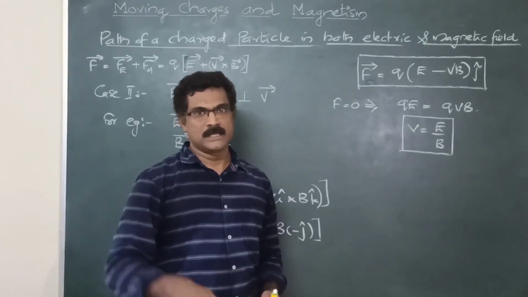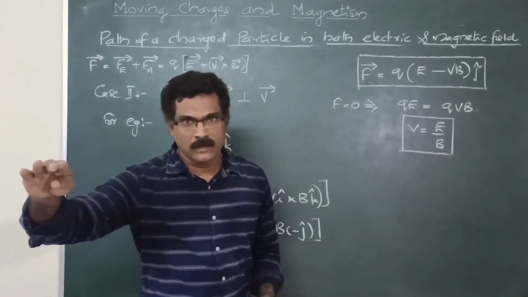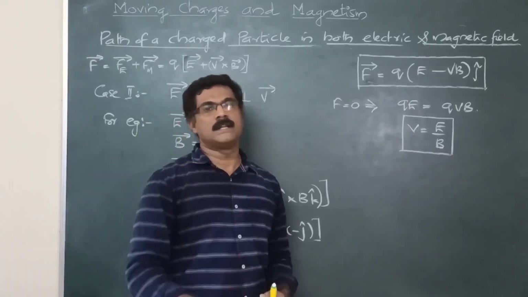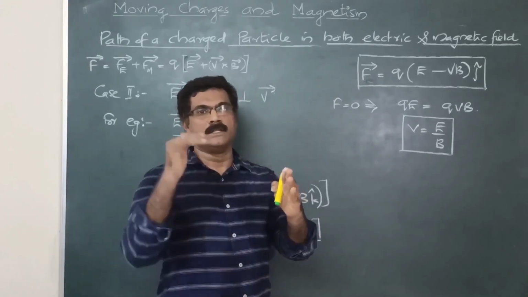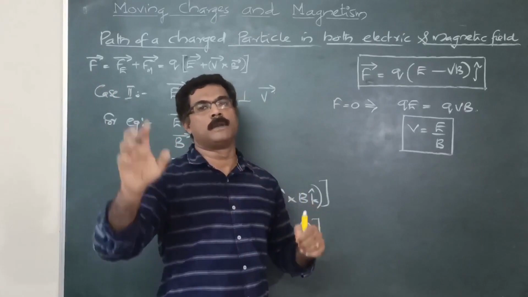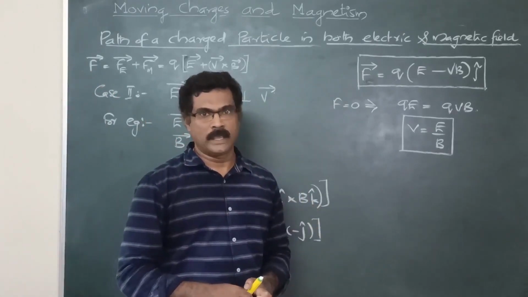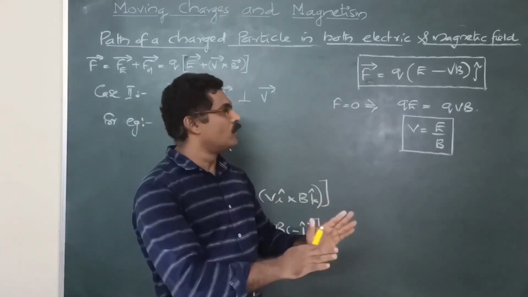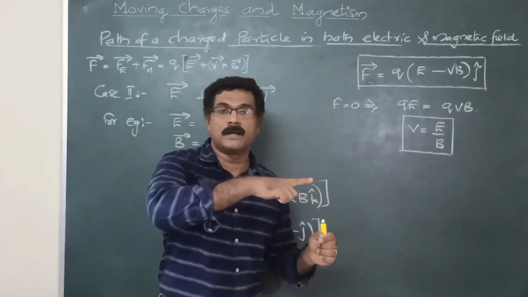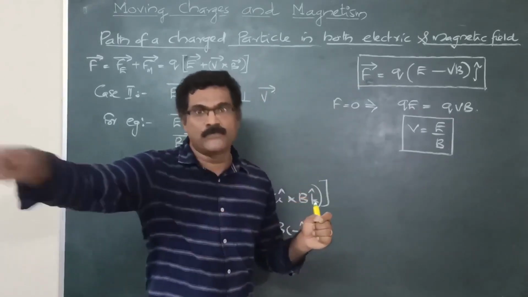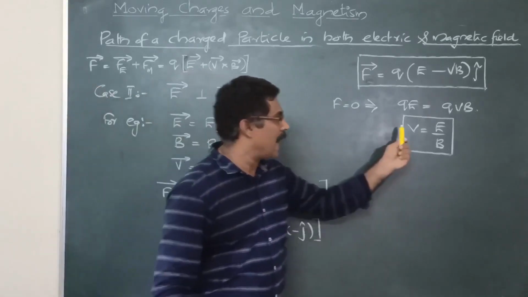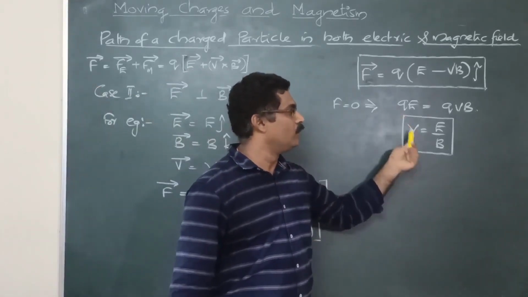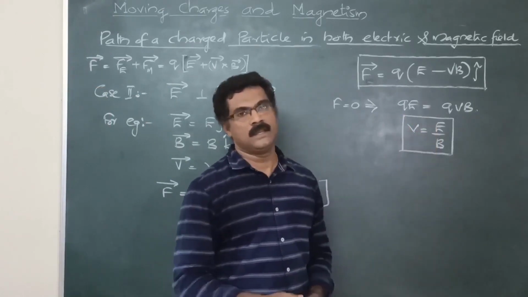You got it? That is, the charged particle should travel through a region containing both electric and magnetic field, and all these parameters E, V and B are mutually perpendicular. Okay. Then the net force is 0, or the charged particle will move undeflected, that is along a straight line, only when it satisfies this condition, that V equal to E by B.